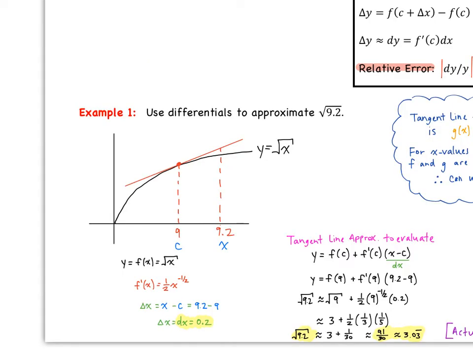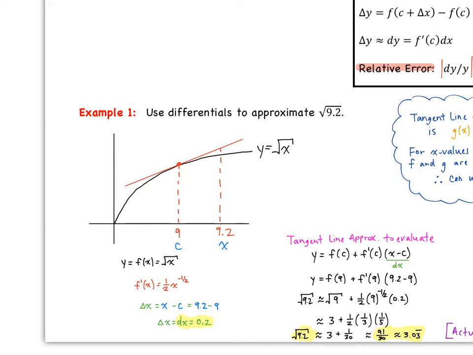Okay, so let's use differentials to approximate the square root of 9.2. What I'm going to do is graph y equals the square root of x. What I really want is x equals 9.2, the square root of 9.2. But I'm going to use the point where c equals 9, because I can take the square root of 9 very easily.